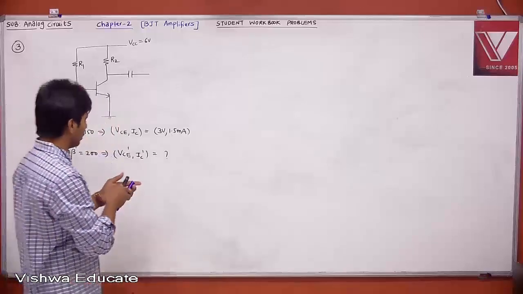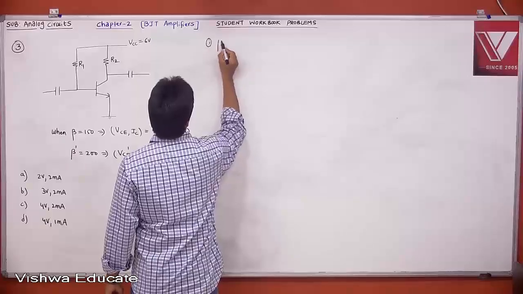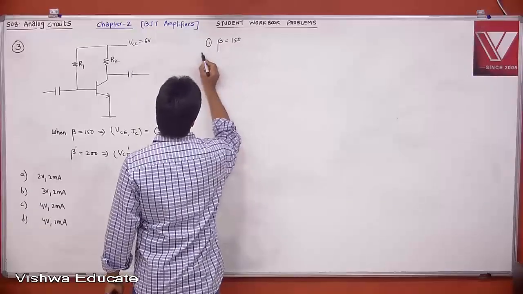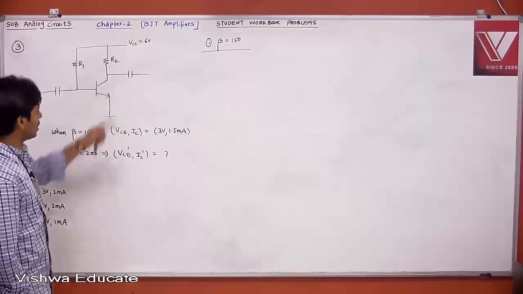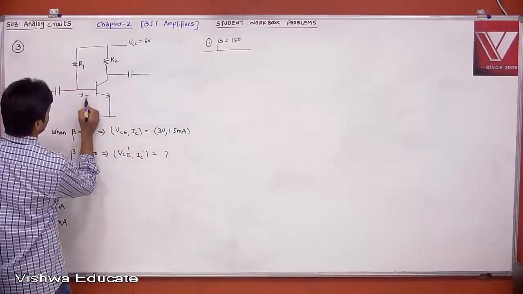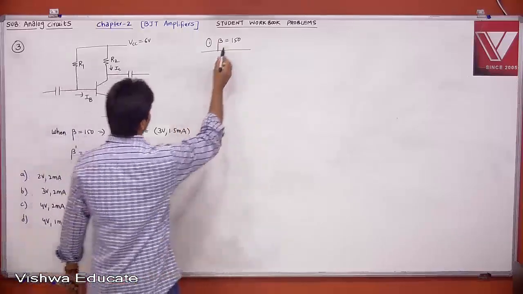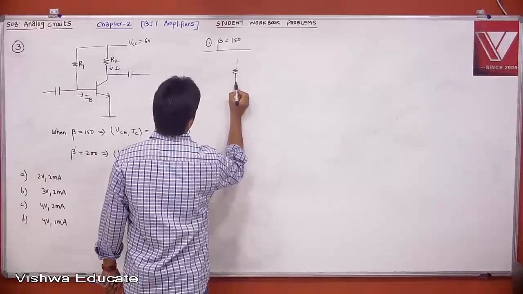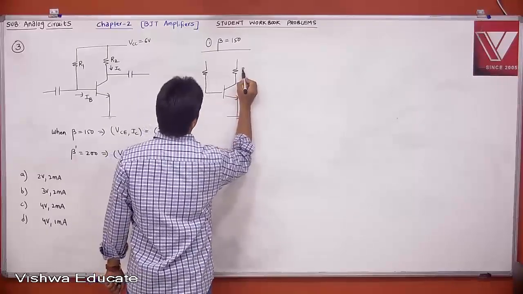Okay. Now, case 1, when beta is 150. You can follow me, right? Now, I think you can find IB, right? How will you find IB? First of all, you know IC and you know beta. Therefore, tell me, what is your IB? This is your IB, and this is your IC. Right? Therefore, when beta is 150, you can calculate R1 and then R2.